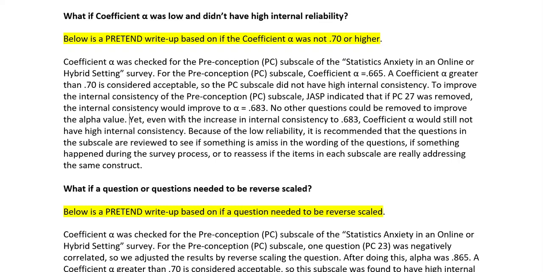Then you would state, even with the increase in internal consistency to 0.683, coefficient alpha would still not have high internal consistency. Because of the low reliability, it is recommended that questions in the subscale are reviewed to see if something is amiss in the wording of the questions, if something happened during the survey process, or to reassess if the items in each subscale are really addressing the same construct. So that is if coefficient alpha was low and didn't have high internal reliability.